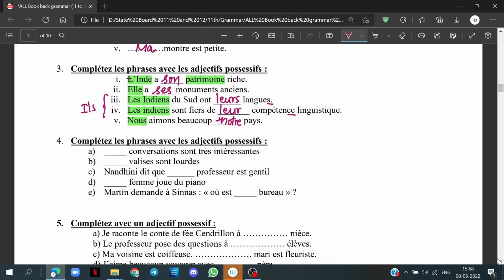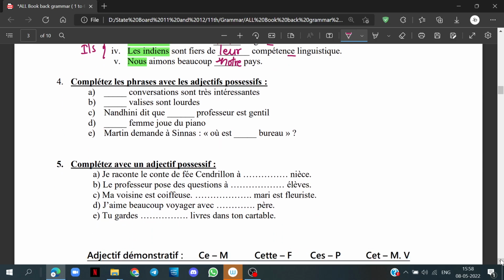Then complete avec l'adjectif possessif, the next two more exercises which are similar to the previous ones we saw. Look out for the gender of the word here. Conversations, plural. Valleys, plural. You can write anything in plural. Don't worry. This is feminine. So ma. Now for the C and D, Nandini. Nandini is a girl. Elle. In the elle line, professor is masculine. So take son. So you just need to remember the tabular column. Do write down and learn. Otherwise, you won't be able to remember or recollect the tabular column.